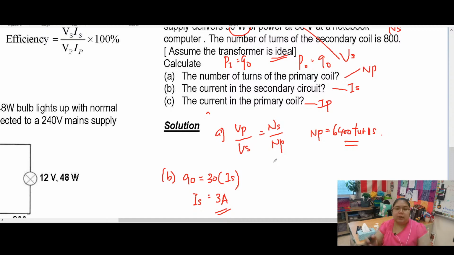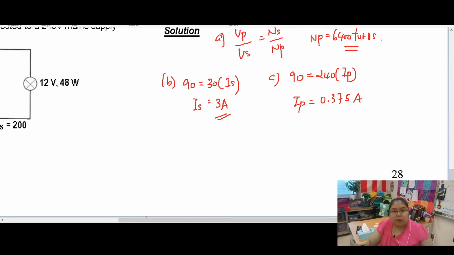Then we go to C. C is the primary current. For the primary current, we know the power. The input voltage is 240. So this one is IP, and IP becomes 0.375 ampere. This is the primary current.